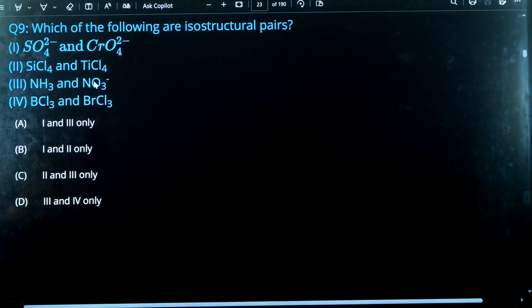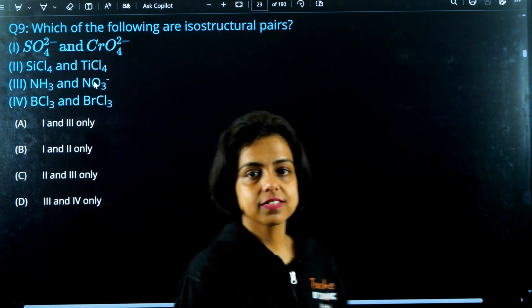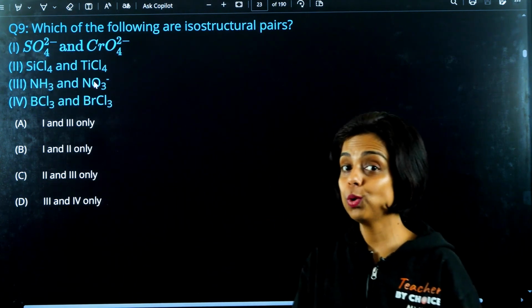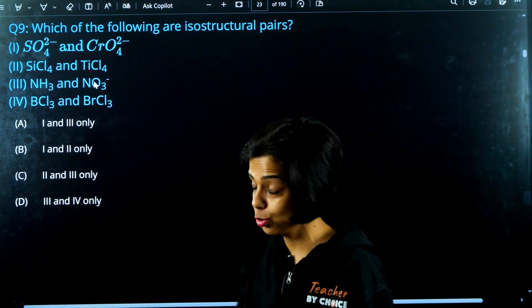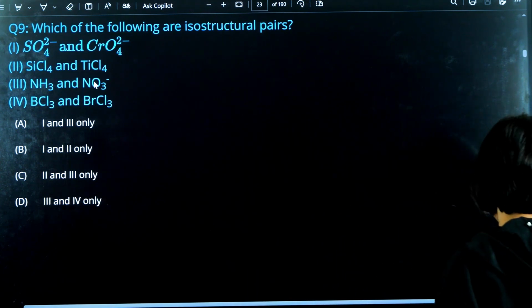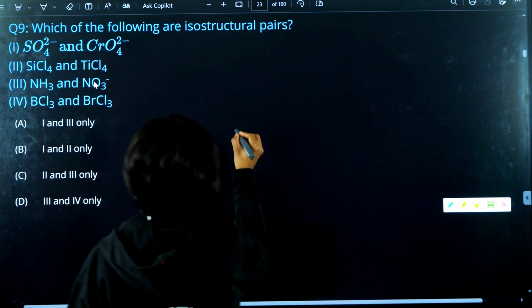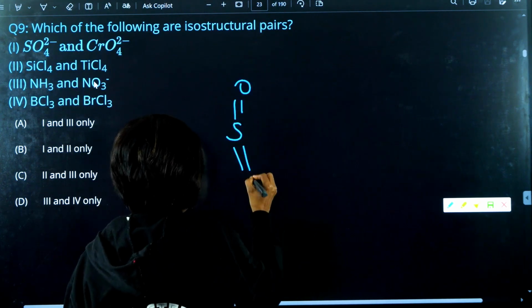Now, which of the following are isostructural, which have the same structure here? So I have sulfate, I have chromate. Both are tetrahedral. I'm sure you know both are tetrahedral. Sulfate and chromate. So they are indeed isostructural, guys.